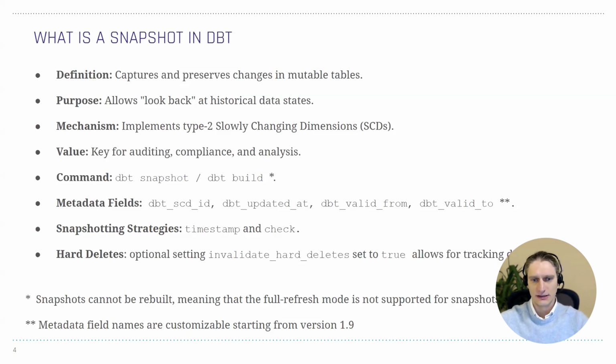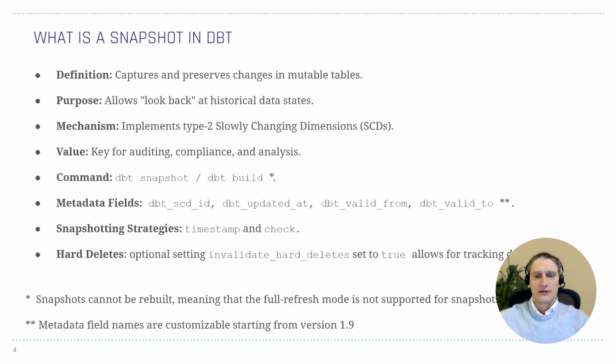It's important to note that snapshots cannot be rebuilt in a direct way in DBT, and this is by design, to prevent accidental deletion of valuable historical data. DBT takes the original structure of a table for a snapshot and adds 4 metadata fields to it: dbt_scd_id, dbt_updated_at, dbt_valid_from, and dbt_valid_to, that provide technical information about the change. The names of these fields are customizable starting from version 1.9.